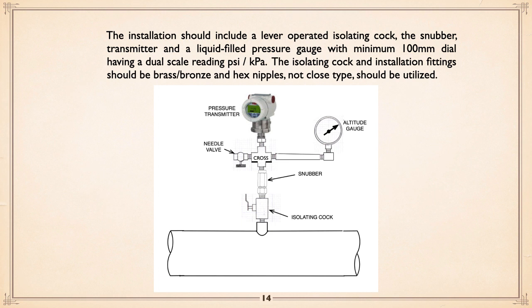If you're at a high pressure, you can shut the isolating cock with the needle valve, bleed it down, look at the altitude gauge and see how it's going down and see what the pressure transmitter is doing. And then when you're low and you want to go high, you shut off the needle valve, open the isolating cock of air, and you can raise the pressure back up.